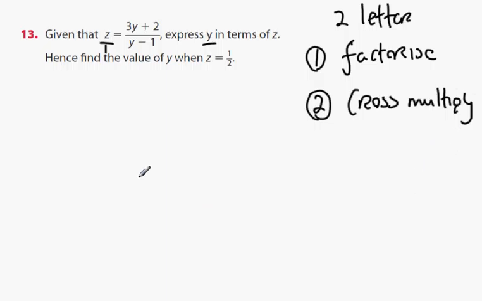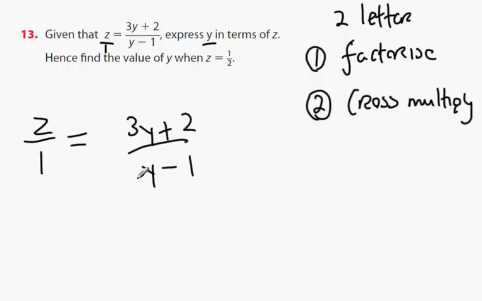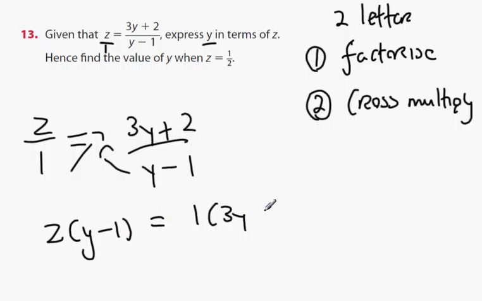Which one comes first, the factorizing or the cross multiplying? Although I have factorizing now as number 1, you got to cross multiply first. I'll tell you why. You can't factorize them because they aren't on the same level. See the way they're on different levels? You can't factorize them if they're on different levels. Cross multiply. What happens when you cross multiply? What are you going to get? Z multiplied by y minus 1 equals 1 multiplied by 3y plus 2.